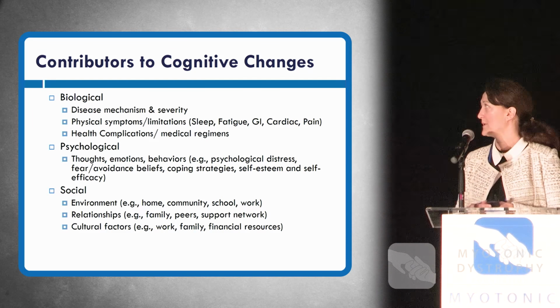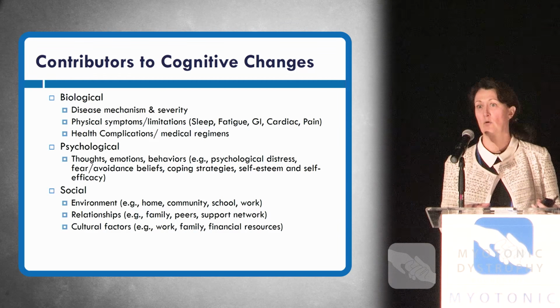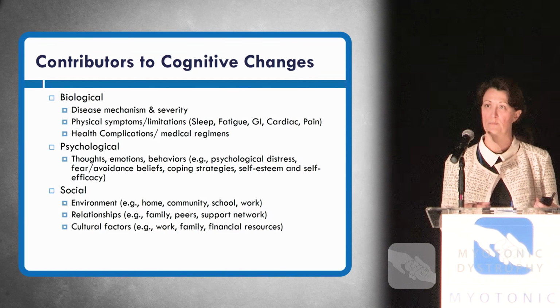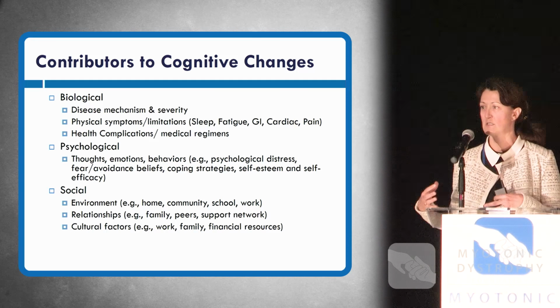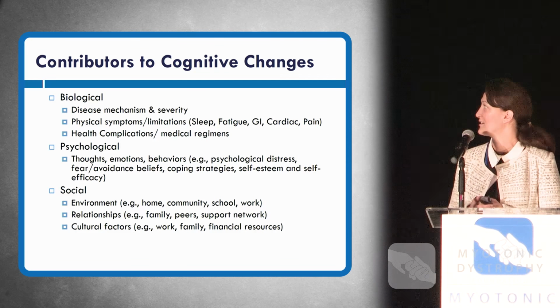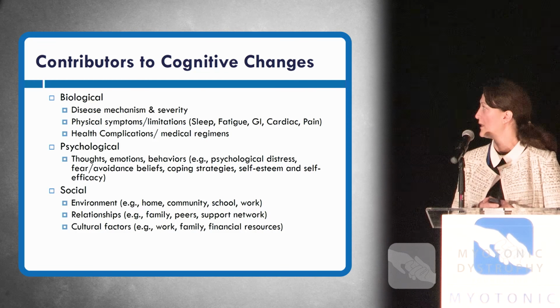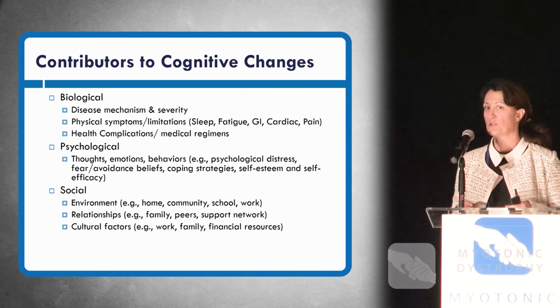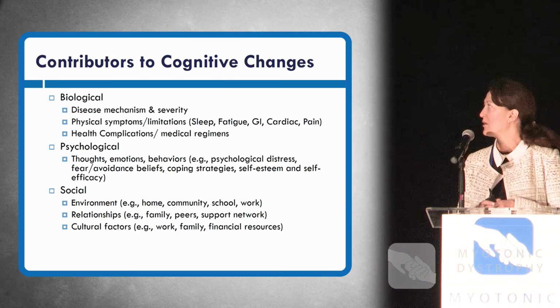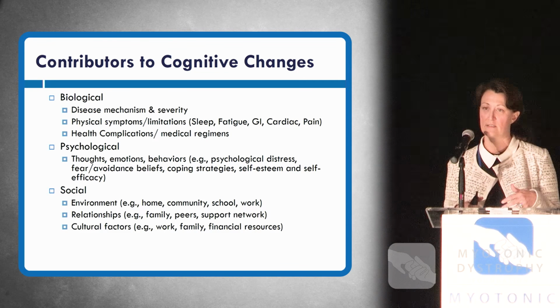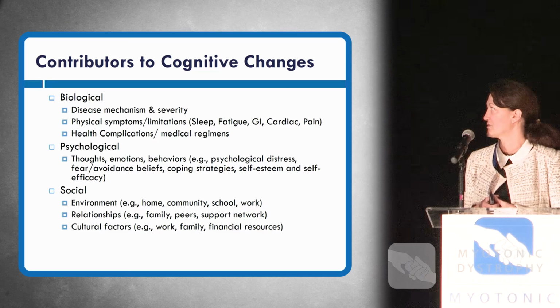And health complications and medical regimens. So, are you on BiPAP? Do you have to take medication at this time? If you're attending to those things, it may look like you have cognitive change secondary to some of the biological components. Psychological components that can contribute to cognitive change are thoughts and emotions and behaviors. And so just experiencing the disease and the ups and downs of the disease can cause psychological distress.